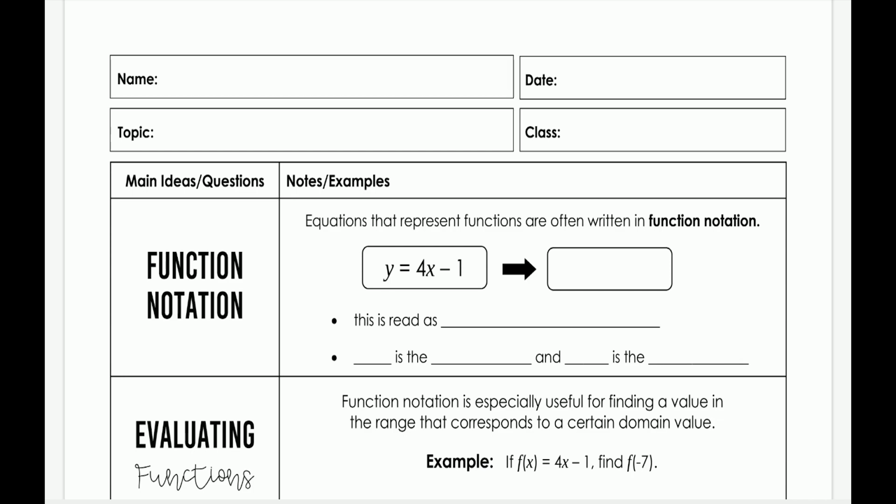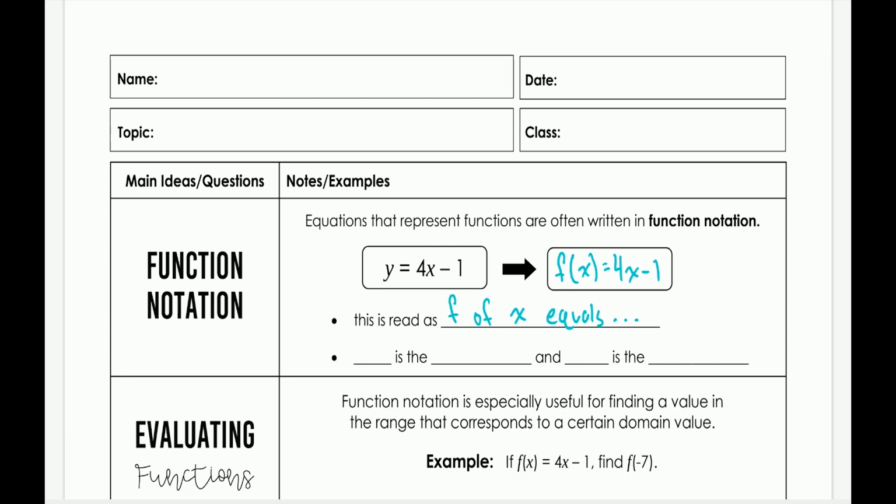So we can change y equals 4x minus 1 into f of x is equal to 4x minus 1. In other words, we change the y into f of x. We read this as f of x equals, and then we say 4x minus 1.